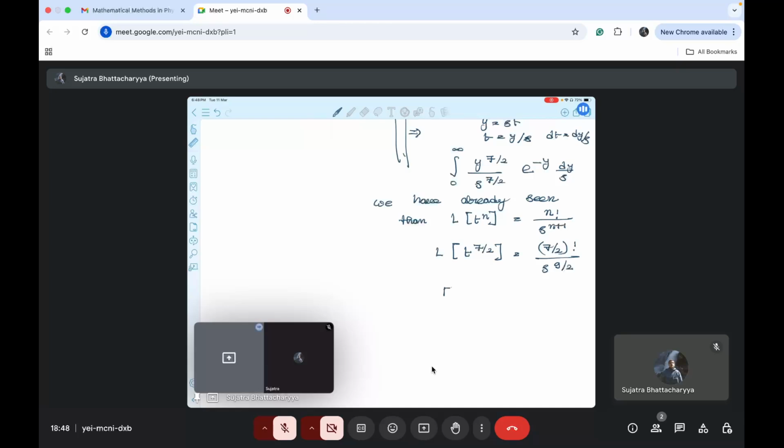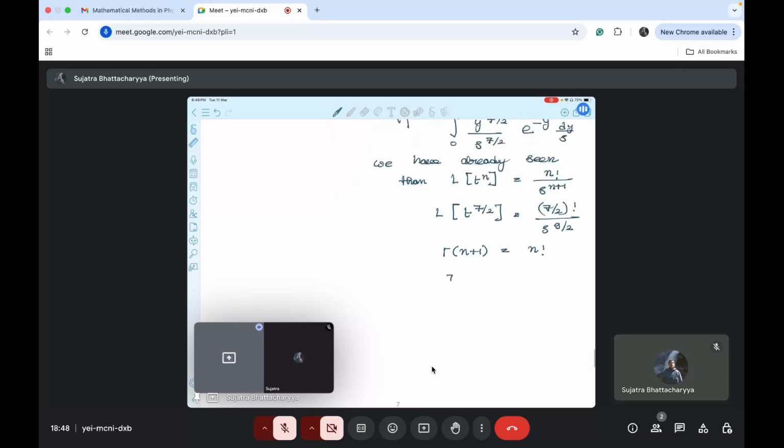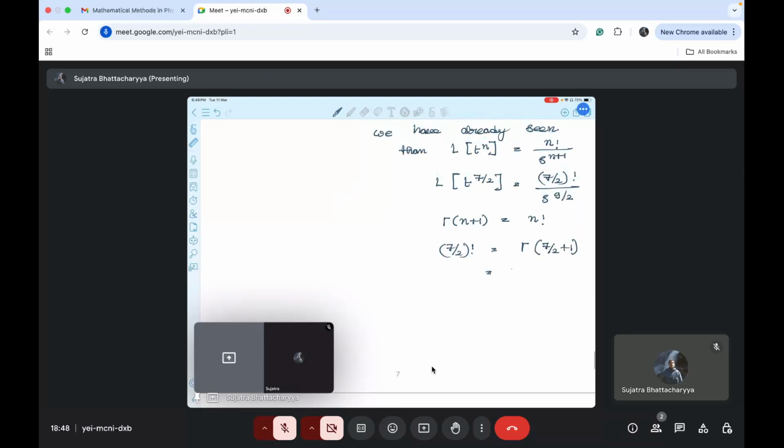I have already told you that gamma of n plus 1 is equal to n factorial. So 7 by 2 factorial can be written as gamma of 7 by 2 plus 1. And this is also a property of gamma, that you can write gamma of n plus 1 is equal to n gamma n. Okay, so you can write this as 7 by 2 gamma 7 by 2. All right, we can further reduce it.